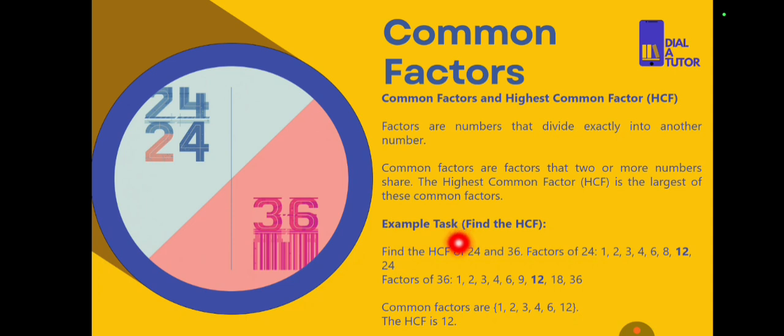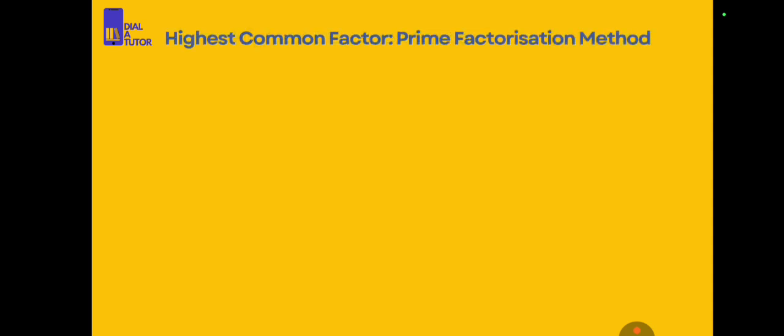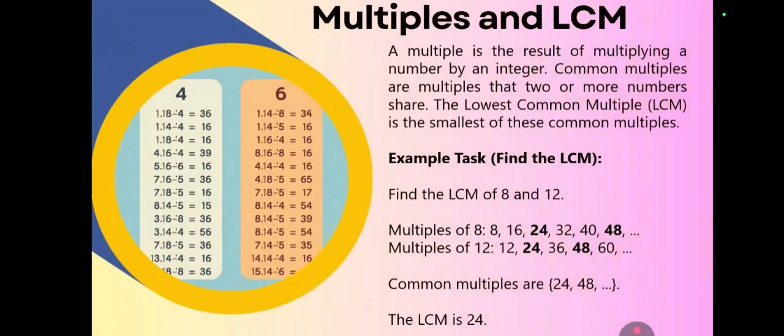36 also has factors: 1, 2, 3, 4, 6, 9, 12, 18, and 36. Remember to watch the video on how to write factors of a number. And you can see that 12 is the biggest common factor that can get into 24 and 36. So common factors of 24 and 36 are 1, 2, 3, 4, 6, and 12. But the HCF is 12. Finding factors of a number, the highest common factor, and the prime factorization method are going to be shown in the videos.